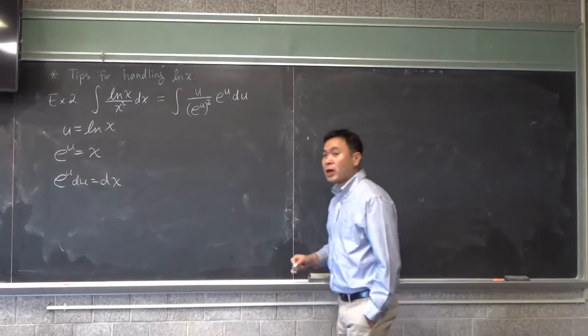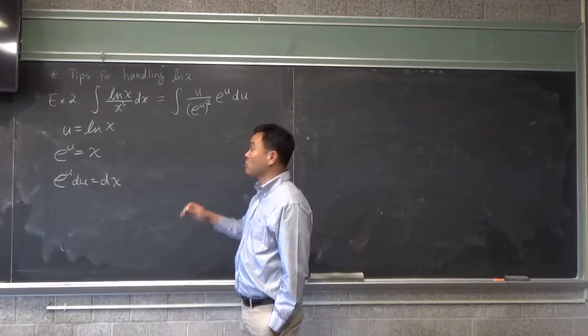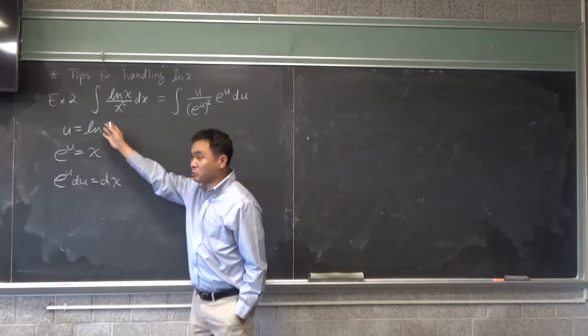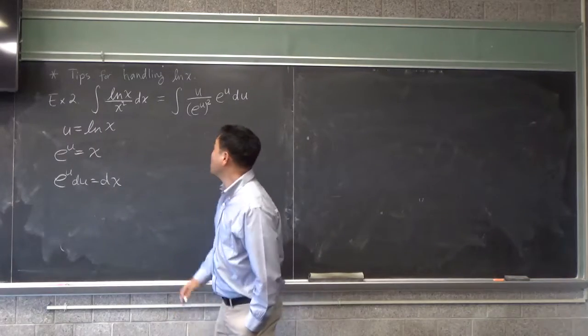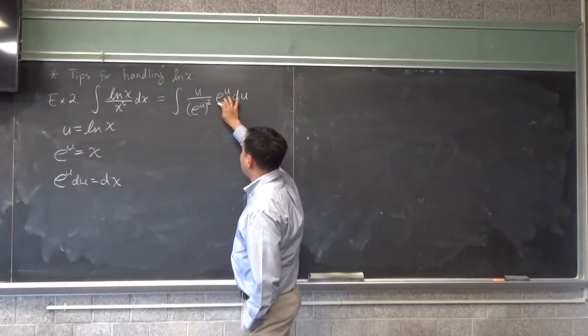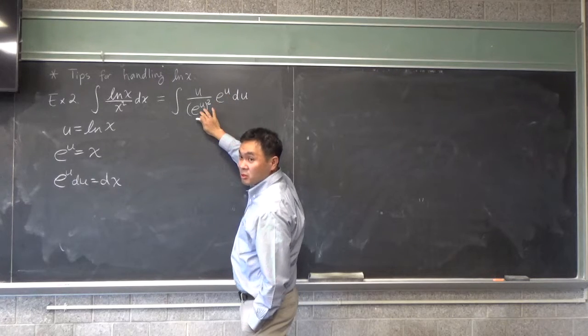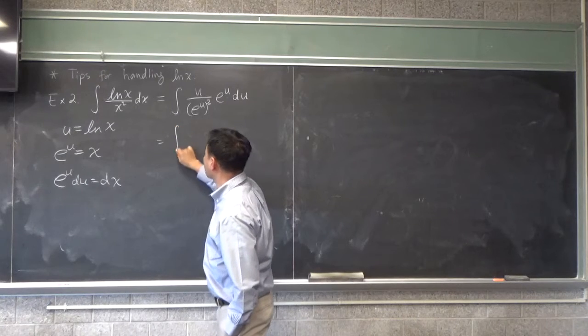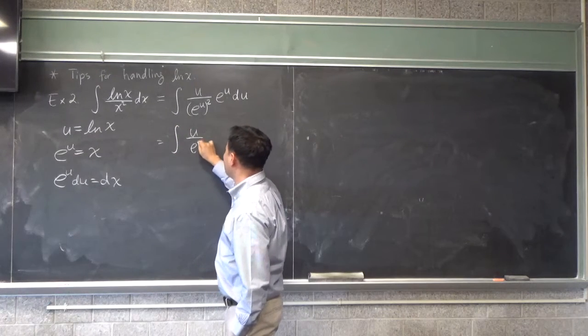Just check that you don't have any more x's left, because if you still have x, then you have to go back and replace x by e to the u. Alright, I have e to the u here and e to the u here, and one of them will cancel each other, right? So you're going to get the integral of u over e to the u du.